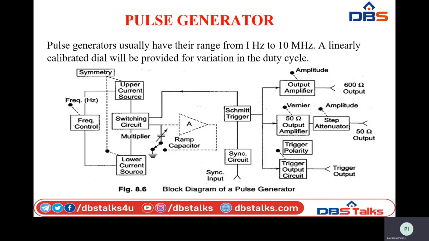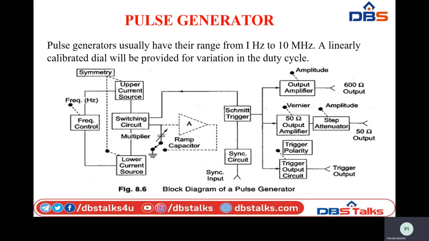Here we have two different types of outputs available for the pulse generator. One is the output of 600 ohms. Similarly, we have a 50 ohms output, along with its attenuator. Here the operation of a pulse generator looks more like a function generator.